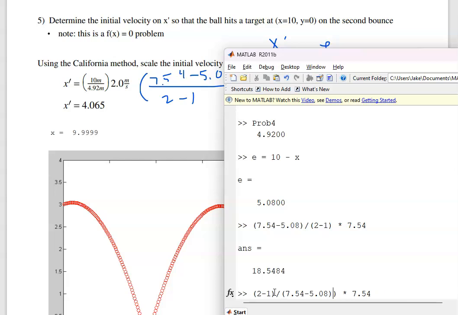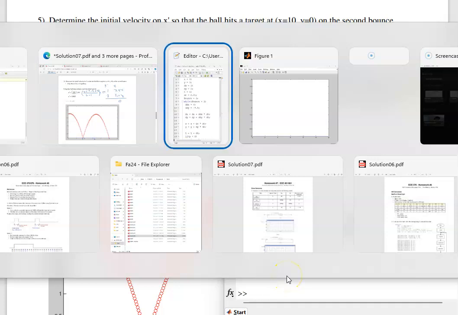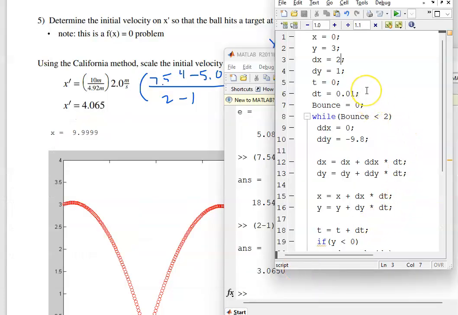Now check out the units. The units need to cancel. So this is y divided by y. Y's cancel, there's x. X needs to change by 3.06. So my initial velocity, corresponding to this one, was 1 meter per second. I need to increase it by 3.06. So my next guess ought to be 4.065. That's Newton's method, or California method.